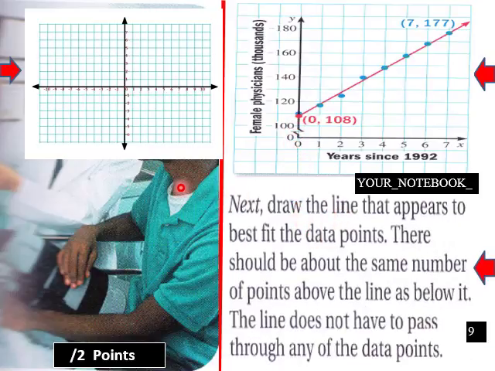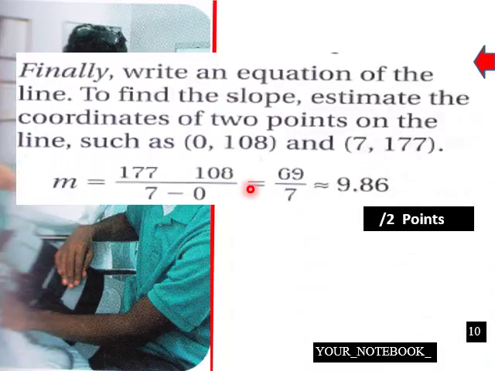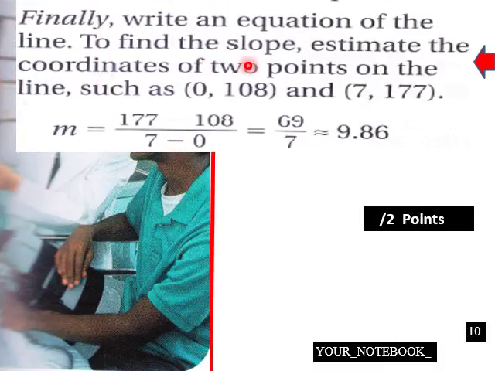Next, draw the line that appears to best fit the data points. There should be about the same number of points above the line as below it. The line does not have to pass through any of the data points. So the line needs to go through the array of plots. Okay, so we got a line, now what? Now we need to figure out slope.